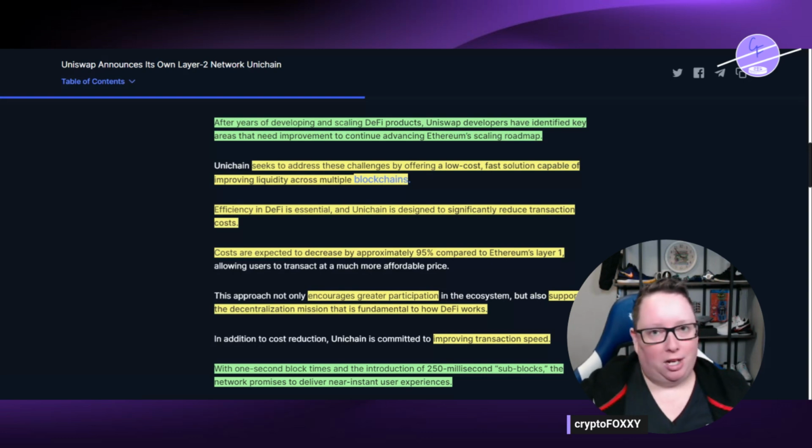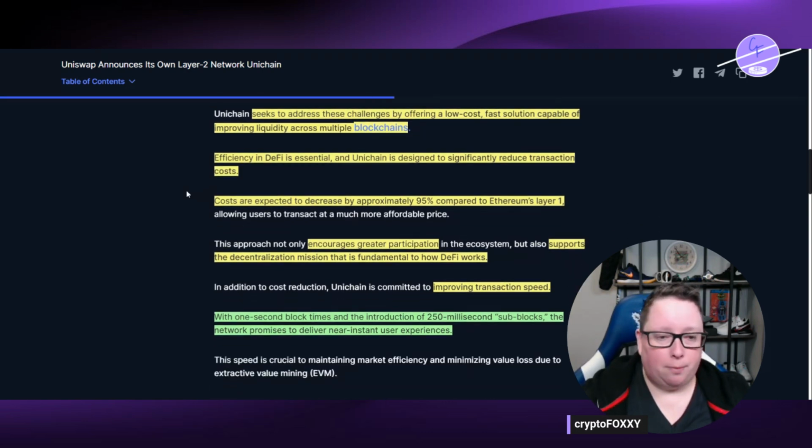A lot of times when I did place those transactions, I knew what I was doing and I was still making a profit, so I was okay with that. But there were a lot of times when I wanted to take profits and gas fees were so ridiculously high that it wasn't worth it, and that makes a problem. So they're seeking to address these challenges by offering a low-cost, fast solution capable of improving liquidity across multiple blockchains. Efficiency in DeFi is essential, and Unichain is designed to significantly reduce transaction costs.